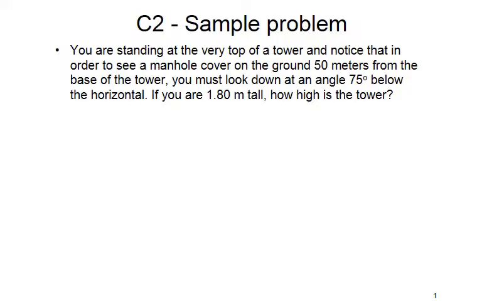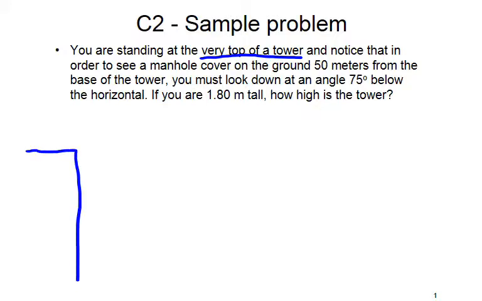Okay, now we're going to apply some of the right triangle trigonometry that we've been using. So we're standing at the very top of a tower. Notice that in order to see a manhole cover 50 meters from the base of the tower, you must look down at an angle of 75 degrees below the horizontal. If you're 1.8 meters tall, how high is the tower?